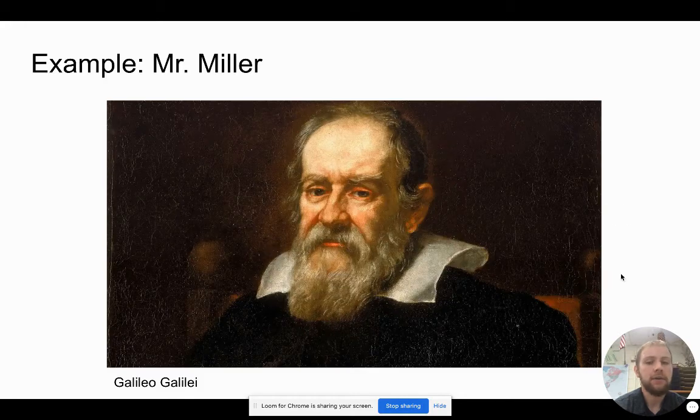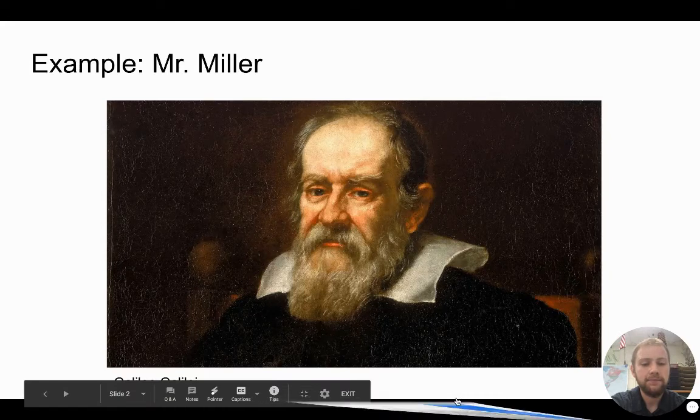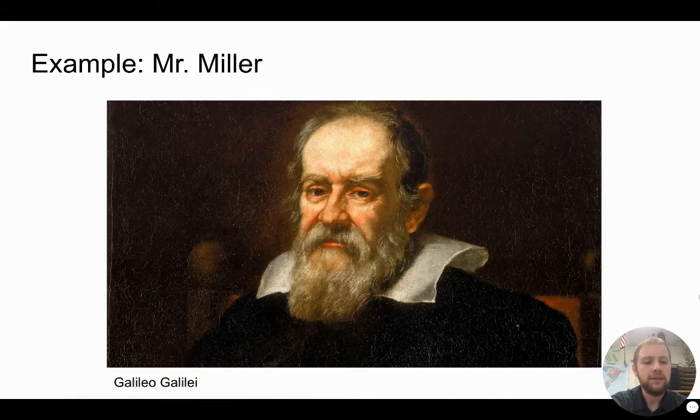All right, my example. So I have up top my name, Mr. Miller. And the individual that I picked is actually a historical figure. I picked a historical scientist because I'm a big history buff, and I really like science history. I wish I could have taken a course on the history of science because it's quite fascinating. So my individual was Galileo Galilei, who we consider to be the father of observational astronomy.